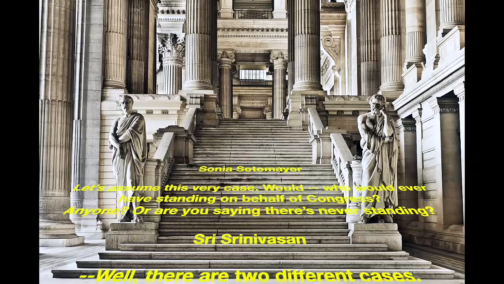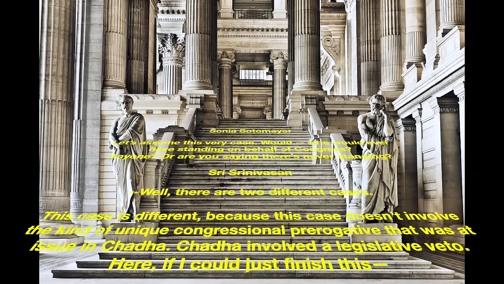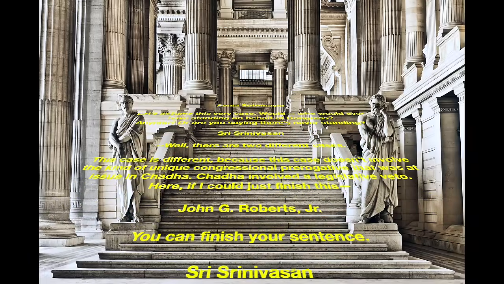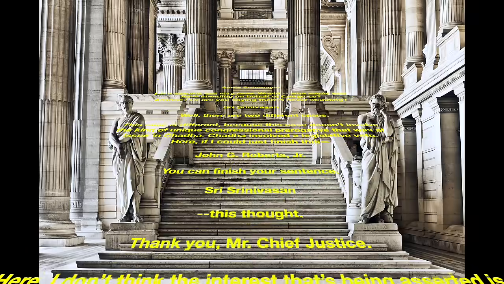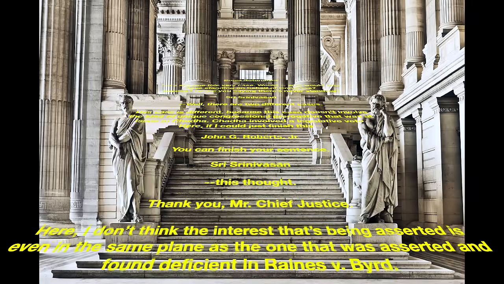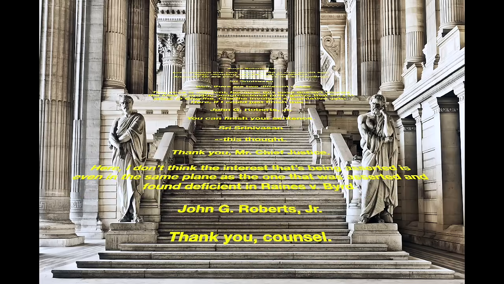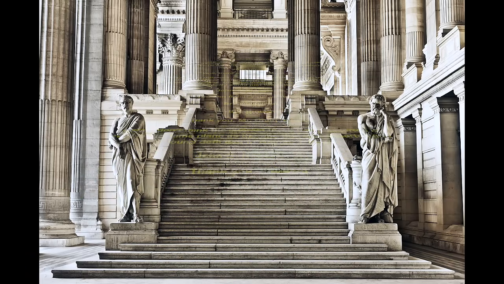Let's assume this very case, who would ever have standing on behalf of Congress? Anyone? Or are you saying there's never standing? Well, there are two different cases. This case is different because this case doesn't involve the kind of unique congressional prerogative that was at issue in Chadha. Chadha involved a legislative veto. Here, if I could just finish this. You can finish your sentence. This thought. Thank you, Mr. Chief Justice. Here, I don't think the interest that's being asserted is even in the same plane as the one that was asserted and found deficient in Raines versus Byrd. Thank you, counsel.